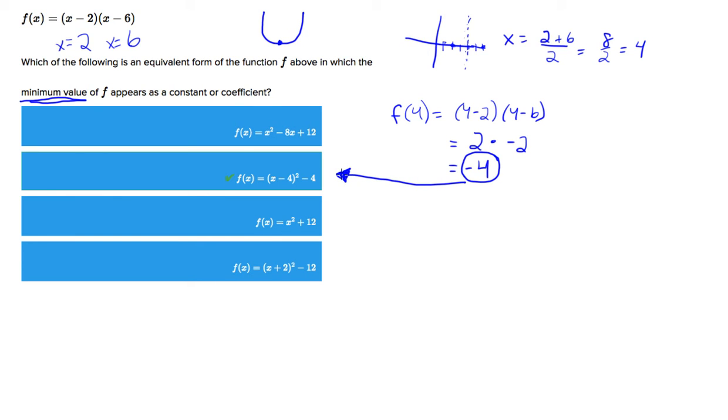There are a couple other ways to do this question, involving turning this into standard form by multiplying or completing the square, but I think this is the best way to do it and the easiest concept to grasp here.